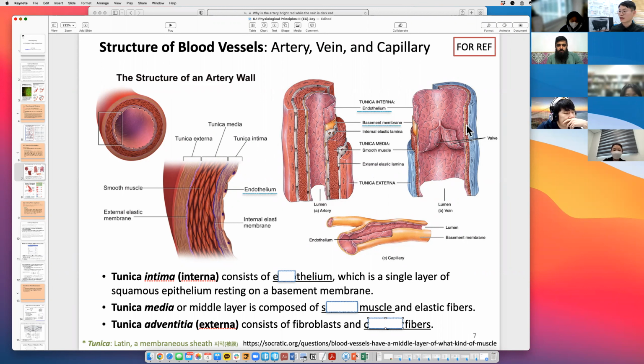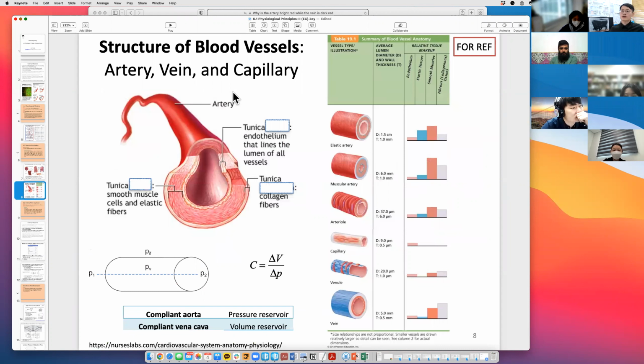One thing you should make a note of: veins are much thinner because they are not necessarily responding to pressure, since the pressure is way lower. And because of that, there's a valve to prevent backflow. So here is the structure of the vessel, which we already told you.